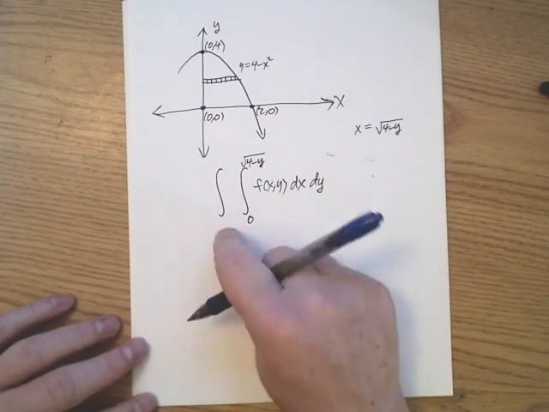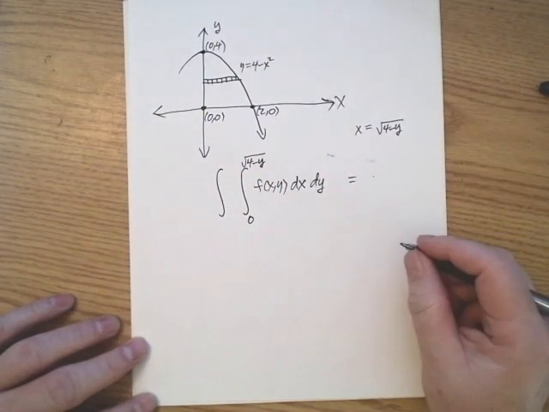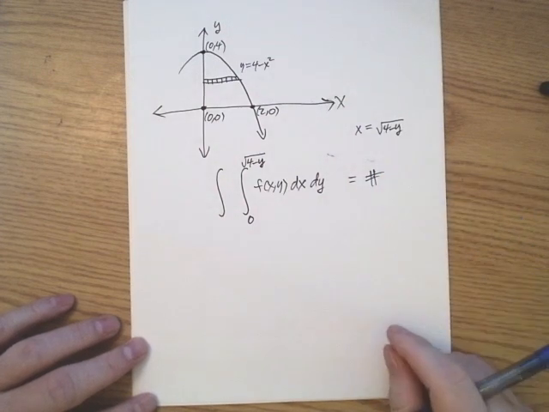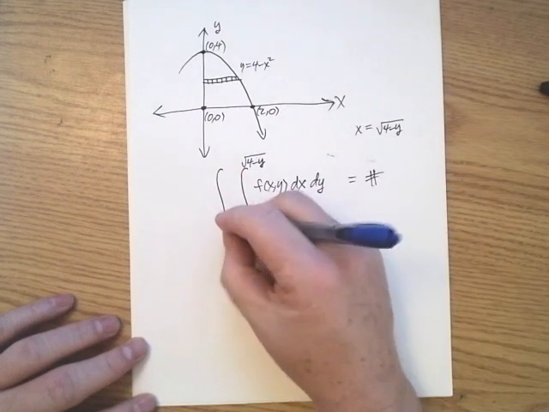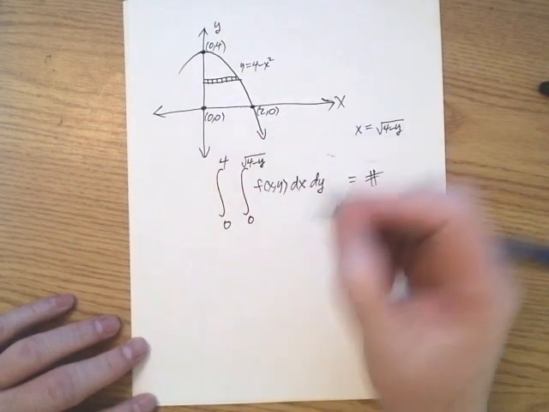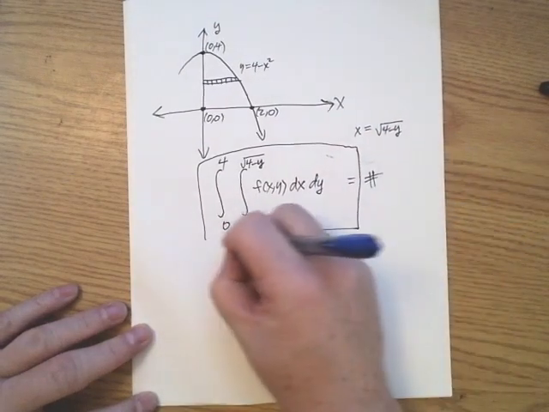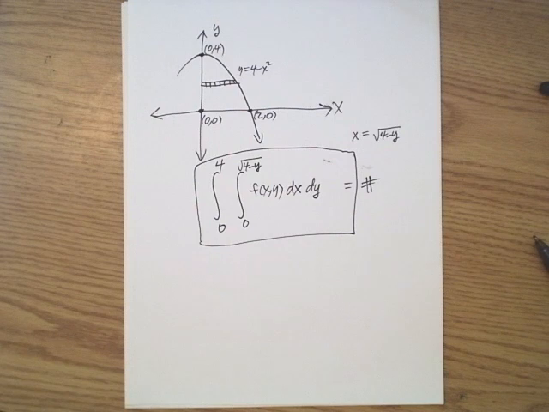Now these have to be constants here at the end, otherwise you wouldn't end up with a number. This has got to be a number. What are the y values? Where does y go from and to? From 0 to 4. So our answer is this. There's the answer to that problem.